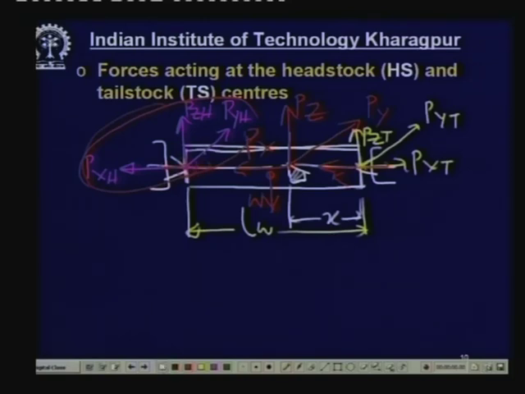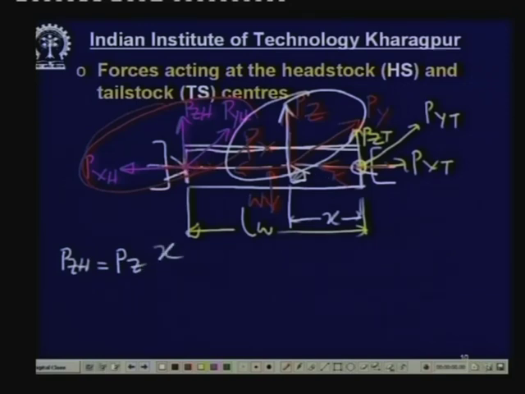Very simple. Say PZH. PZH will be how much? Take moment. This is the source of the forces that will be distributed in the headstock and tailstock center. Now, we are taking this PZ. Take moment about this point. What is the moment about this point? PZ into x, divided by this length LW. So, this is the force PZH, which you can determine by taking moment about this point.